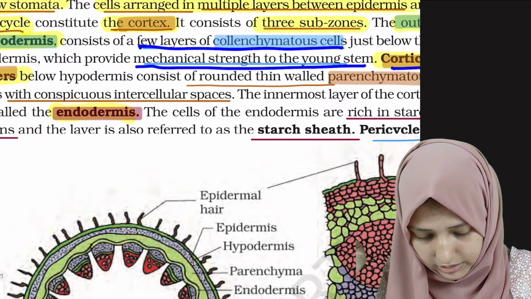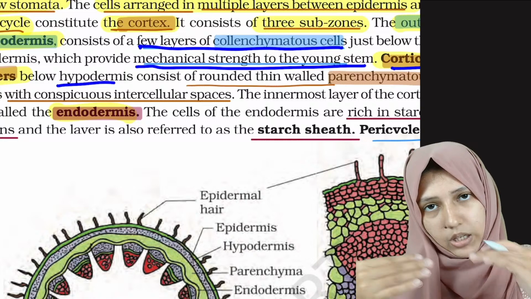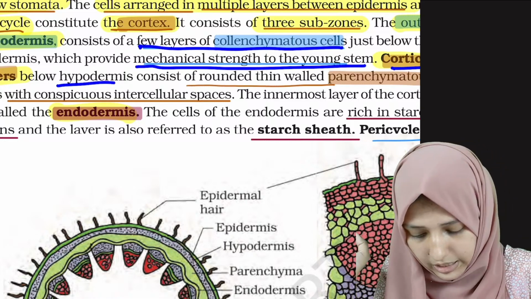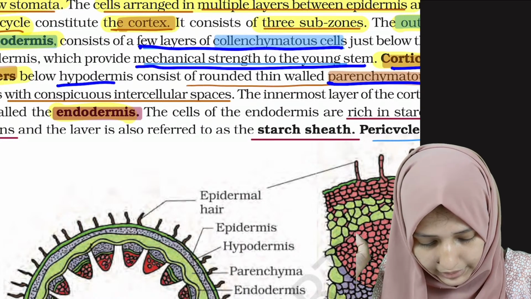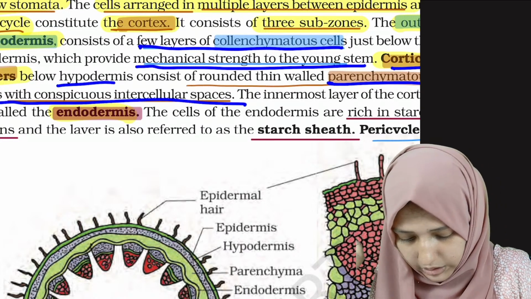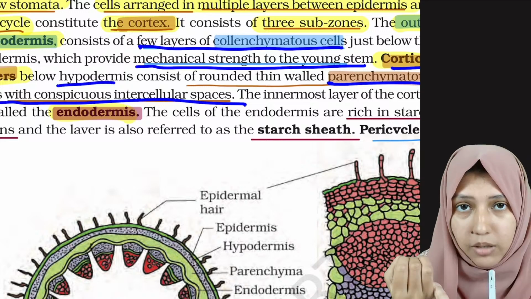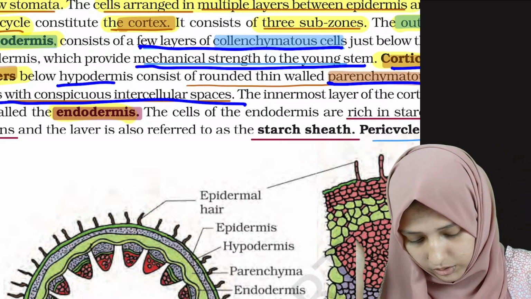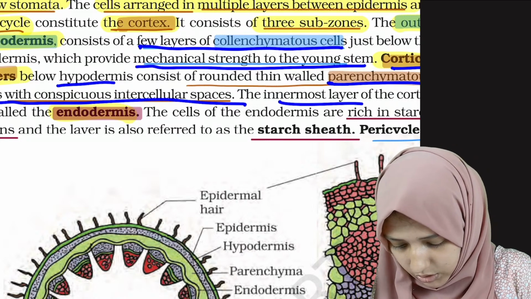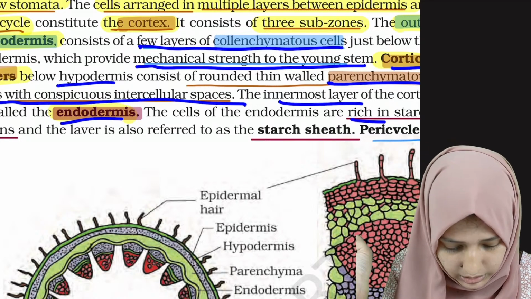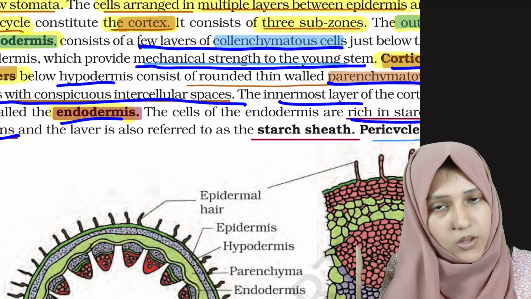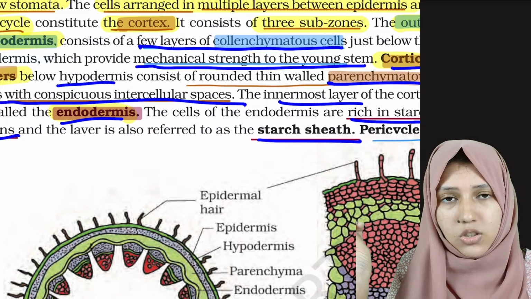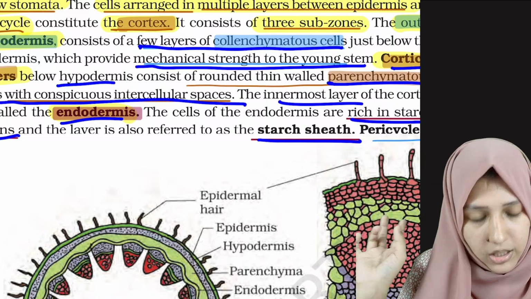Now cortical layers. Below the hypodermis there is the next zone, which is the cortical layers, and it consists of parenchymatous cells. So the hypodermis has collenchyma, and the cortical layer has parenchyma. And now the innermost layer is known as the endodermis. Endodermis is rich in starch grains, so it is also referred to as the starch sheath.